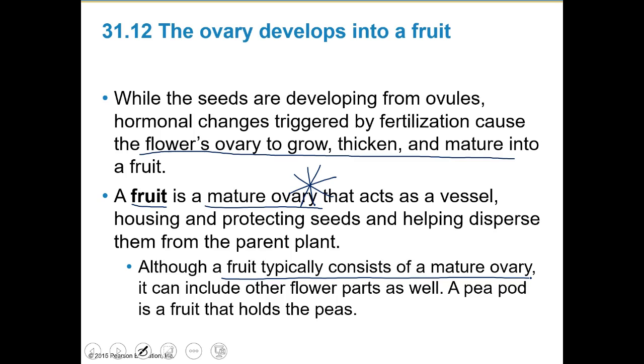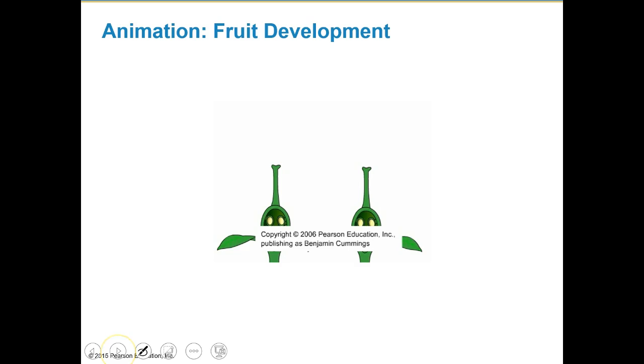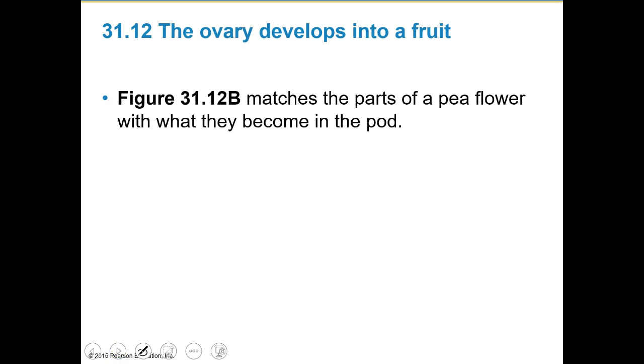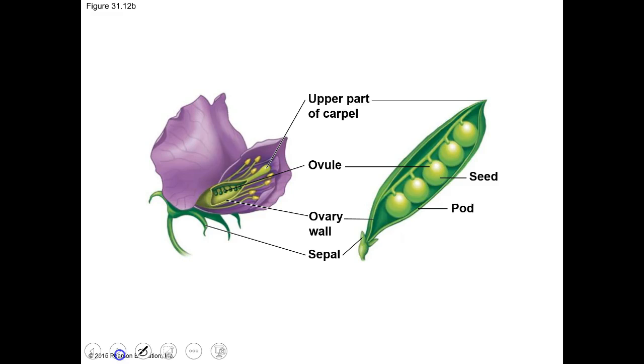So a pea pod is a fruit that holds the peas. So there's a thing that we'll look at with those, but you can see the pea pod here, okay, holding those seeds. All right, so this matches the part of the pea flower to what would be the pod. Okay, so if we see in the developing pea plant, here's kind of the upper part. These seeds are the ovules. The ovary wall is kind of the outside pod. And you can see here, there's just a bit of that sepal left. So this is a good one to kind of see that developing fruit.